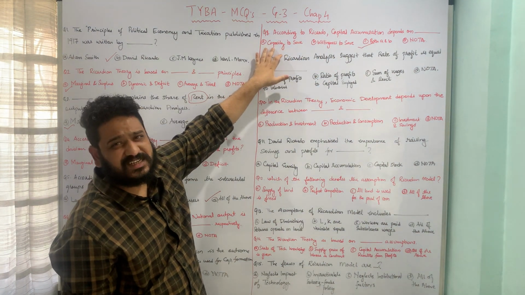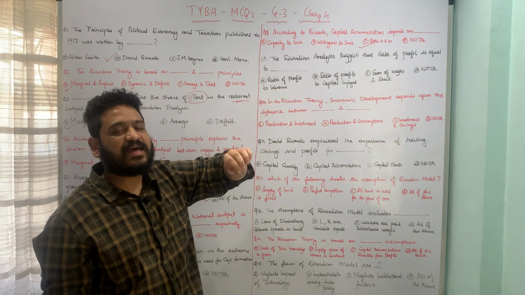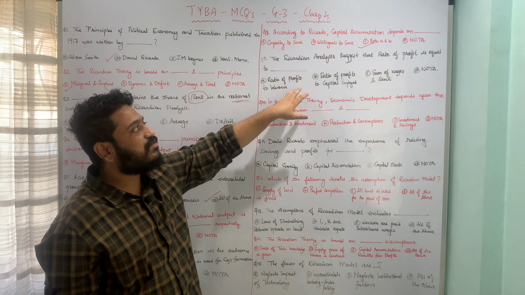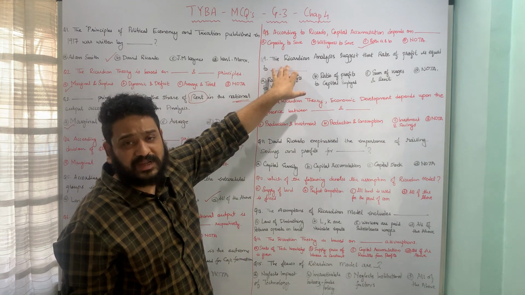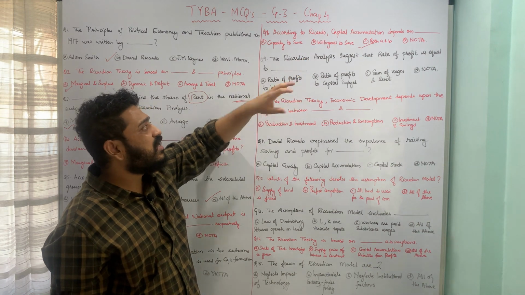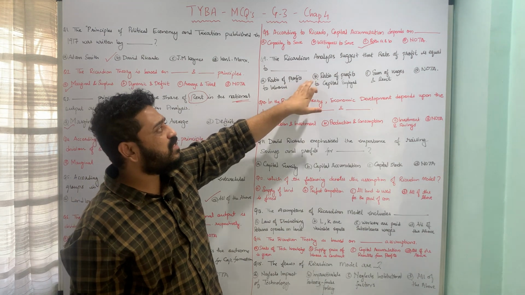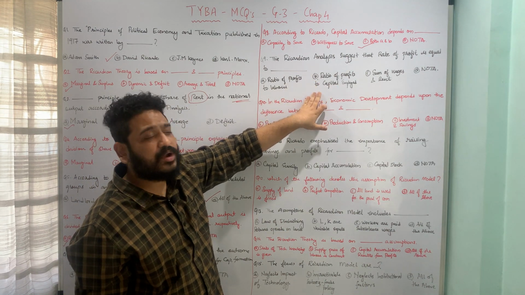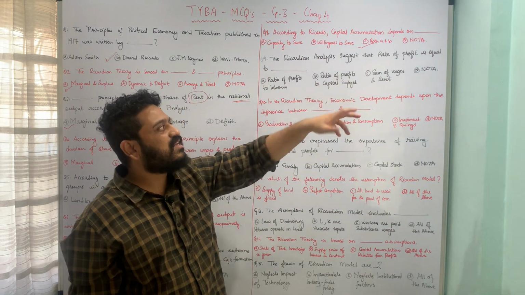I hope the question is clear. Let us now move to the next one. The Ricardian analysis suggests that rate of profit is equal to what? According to Ricardo, rate of profit is equal to what? The options are A, the ratio of profits to labor, B, the ratio of profits to capital employed, C, the sum of wages and rents, and D, none of the above.